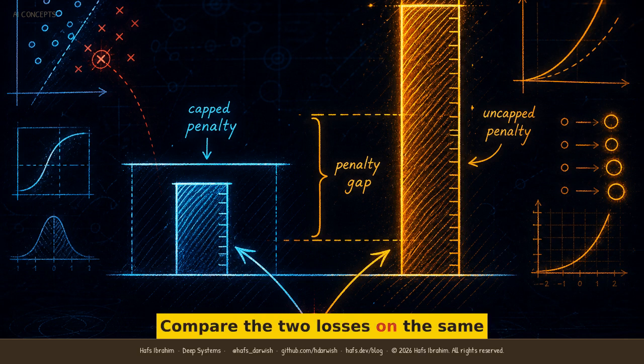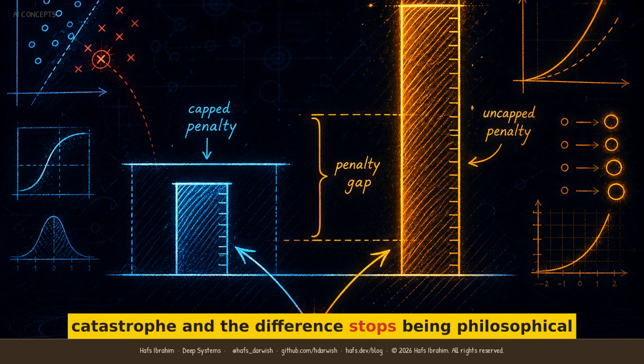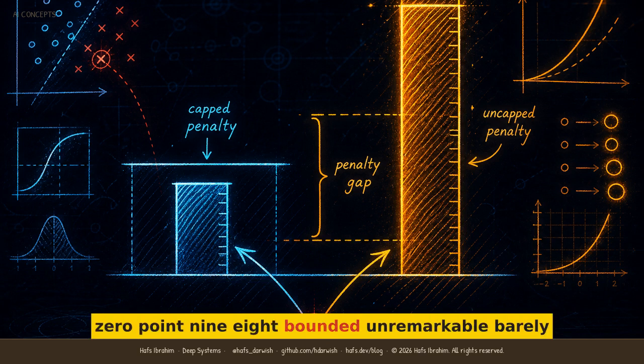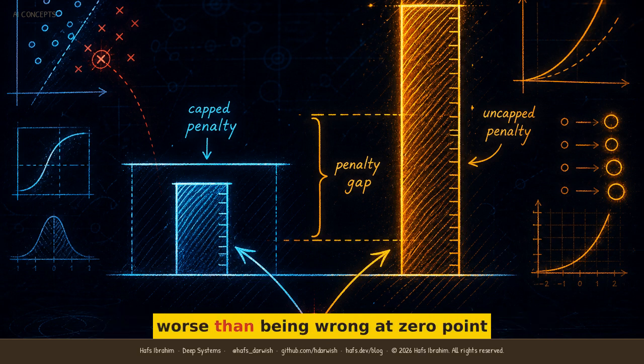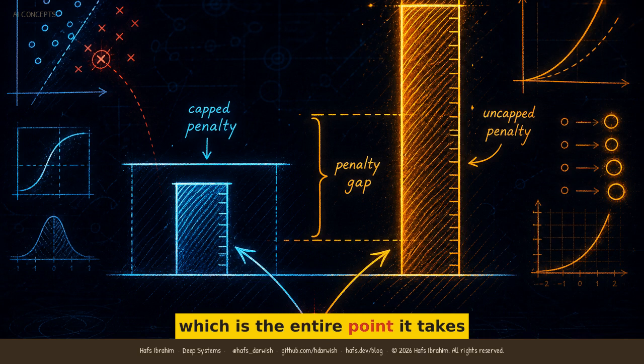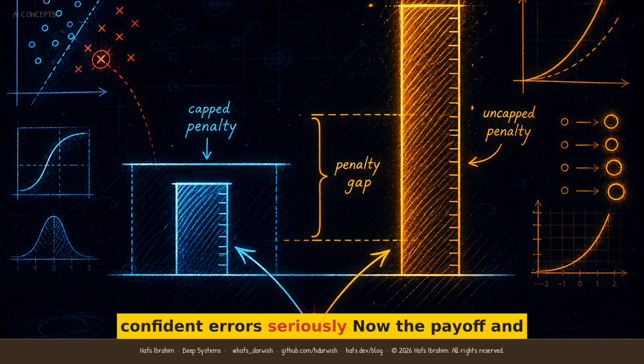Compare the two losses on the same catastrophe and the difference stops being philosophical. True label 1, prediction 0.01. Squared error says the penalty is 0.98, bounded, unremarkable, barely worse than being wrong at 0.1. Cross entropy says 4.6. Squared error's worst possible penalty for a probability is 1. Cross entropy has no worst case, which is the entire point. It takes confident errors seriously.